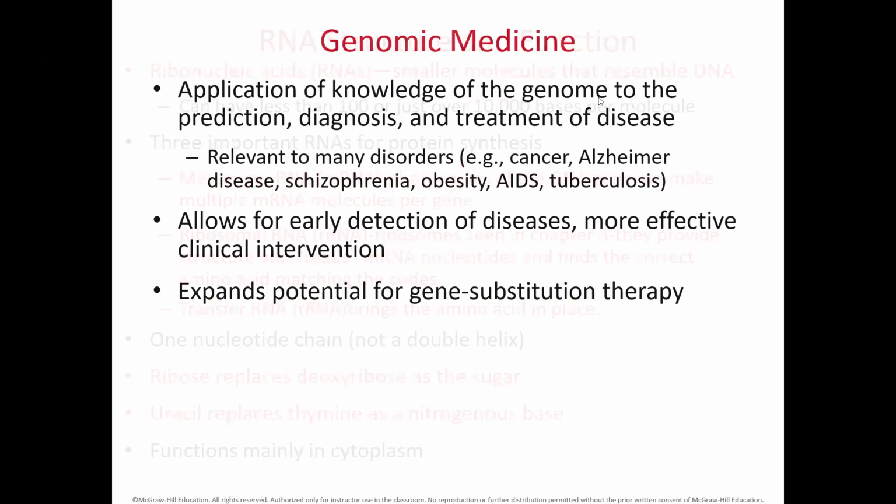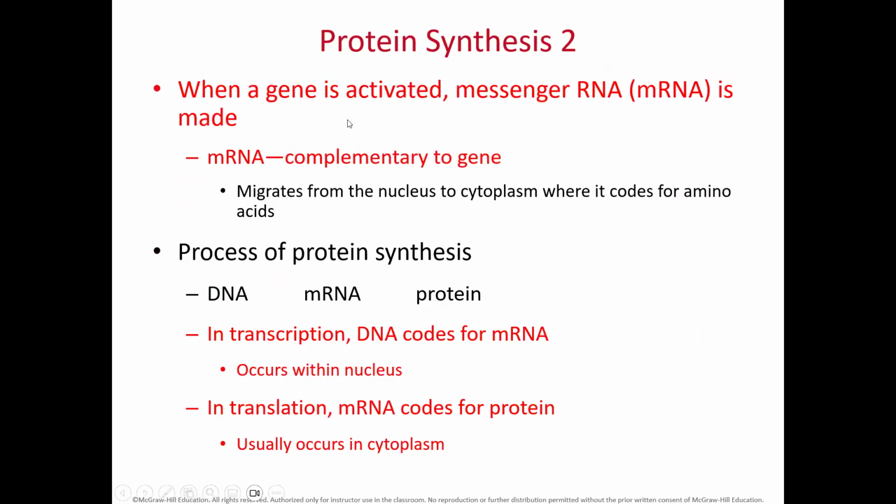Now, in terms of protein synthesis, I want you to know, just in generalities, that when a gene is activated, messenger RNA is made. Messenger RNA, like we mentioned, is a photocopy of the gene. It's complementary to the gene. It's formed in the nucleus, then it's going to migrate to the cytoplasm where we're going to put everything together. In transcription, DNA codes for messenger RNA and occurs in the nucleus.